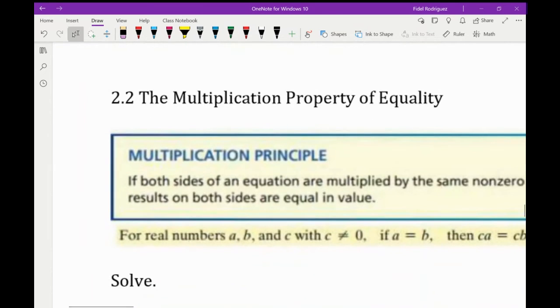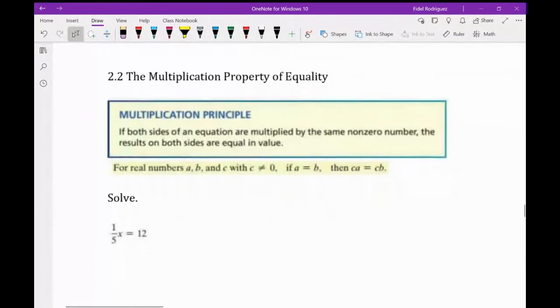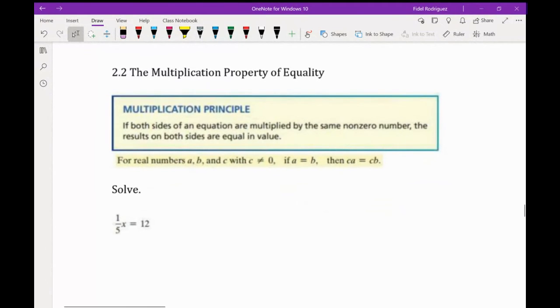Okay, well, that was 2.1. I hope that part made sense. Okay. So guys, let's go a little bit through 2.2. And 2.2 is the multiplication property of equality.